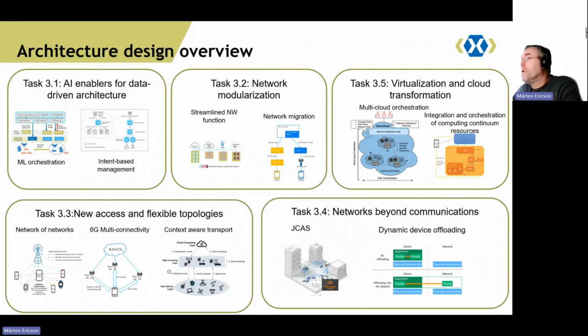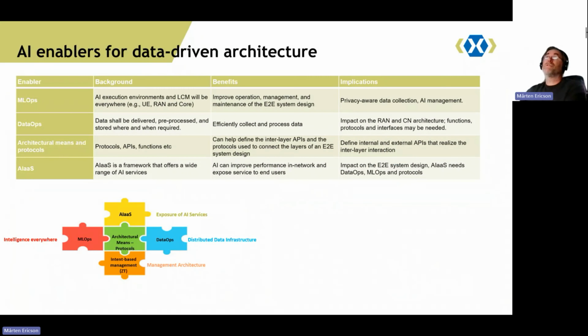And finally, we have a task working with the new services that we think will be important to 6G, for example, sensing and compute device offloading. But I will go through the enablers one by one, and there are quite many of them, so I will be quite brief. I hope you can anyway get a feeling for what we are doing and what the enablers are. So we start off with the data-driven architecture.